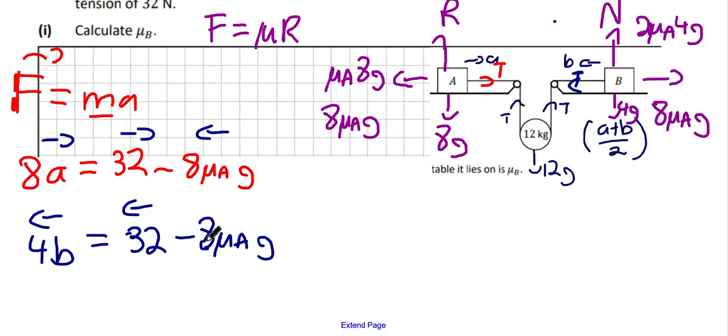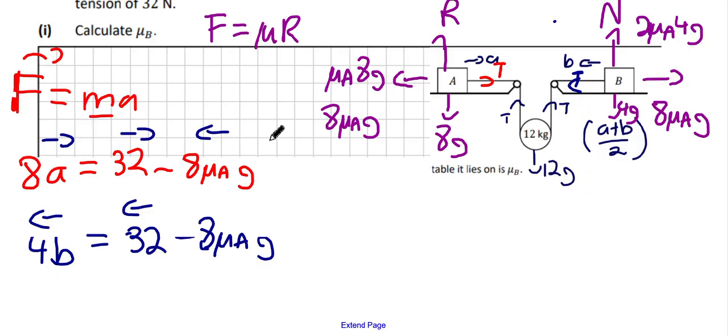Now lads, that's going to set up beautifully for a simultaneous, because I'm going to cancel off those 8 mu A G's. I'm going to get rid of them in a second. You'll see me, alright? Now the last thing we're going to target is this guy here. Everybody see this one? It's up versus down. Which direction is it going in? What's the only direction it can possibly go in?